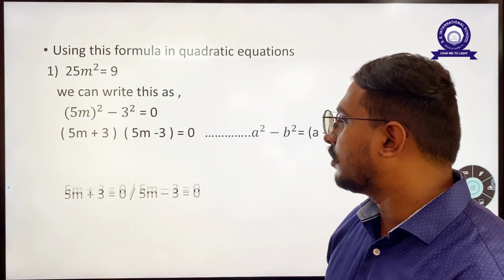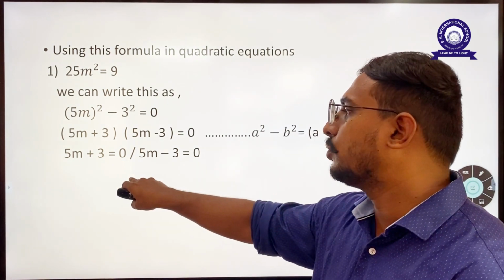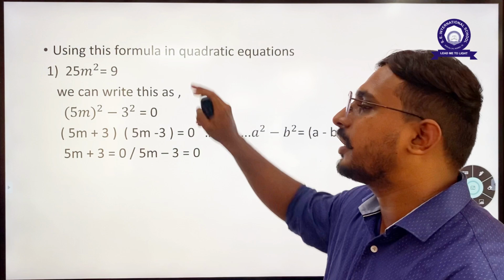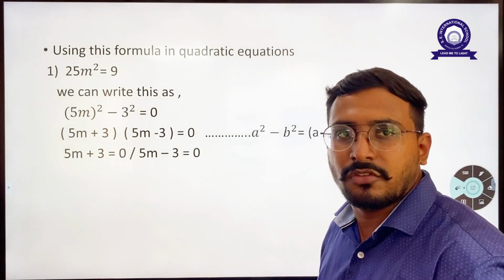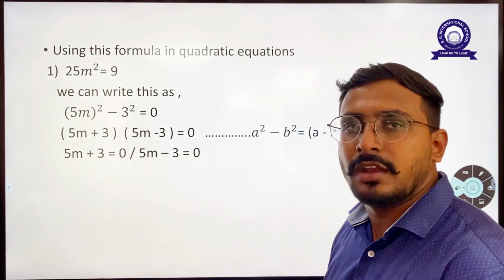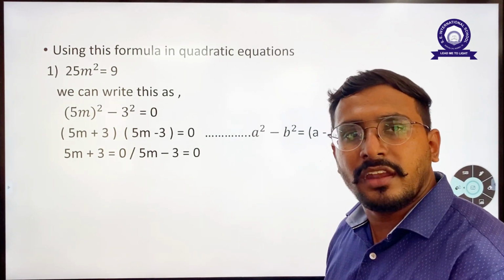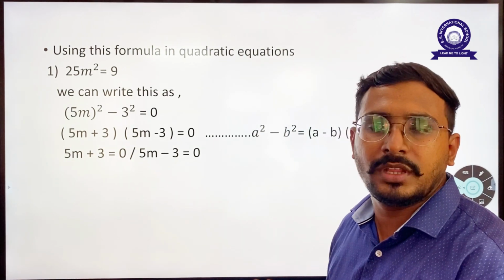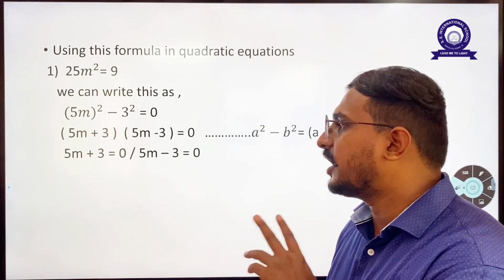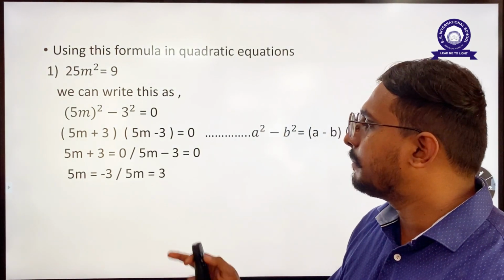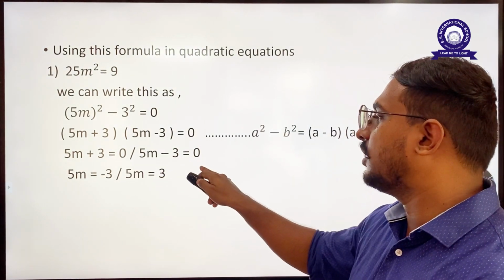Moving forward, we can solve this as 5m plus 3 equal to 0, 5m minus 3 equal to 0. Why have I done this? Because in a quadratic equation there are two answers. As in, you will be getting one answer with plus and minus, or minus and plus. The sign won't be the same. The answer has to be 2 in a quadratic equation. So we'll be getting 5m plus 3 equal to 0, 5m minus 3 equal to 0.